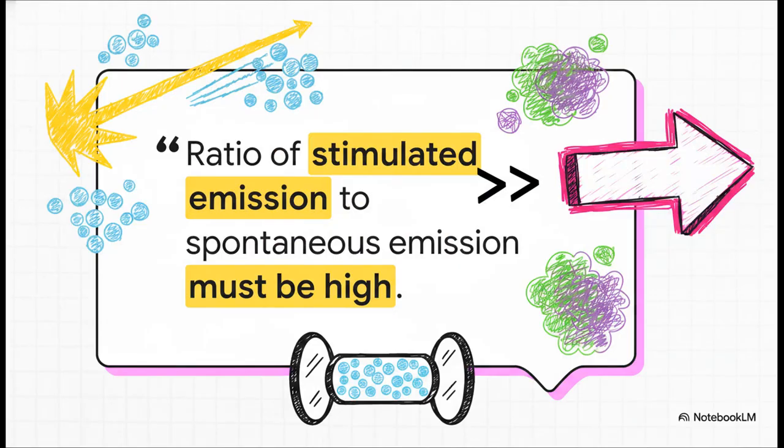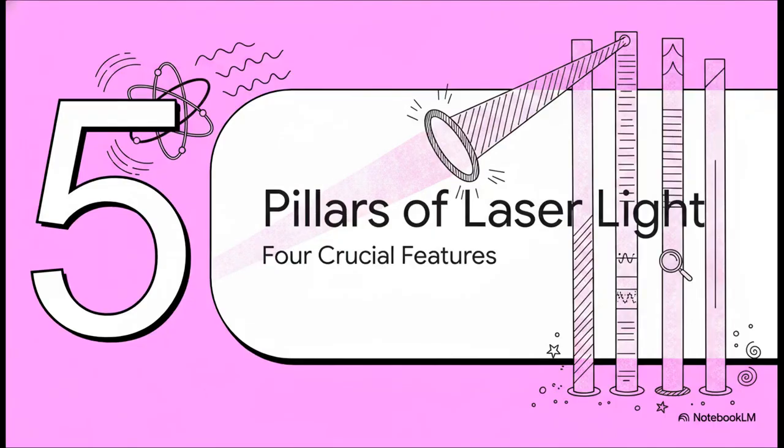But here's the catch. It's the golden rule of making all this quantum physics work in a physical, tangible device. The ratio of stimulated emission to spontaneous emission must be high. You can't just have a little bit of synchronization. You actually have to mathematically overpower the chaotic, random, spontaneous emission with the synchronized, stimulated emission. If you can force the vast majority of atoms to participate in the synchronized quantum dance, well, you've successfully built yourself a laser. Which brings us to Section 5, the 4 pillars of laser light.